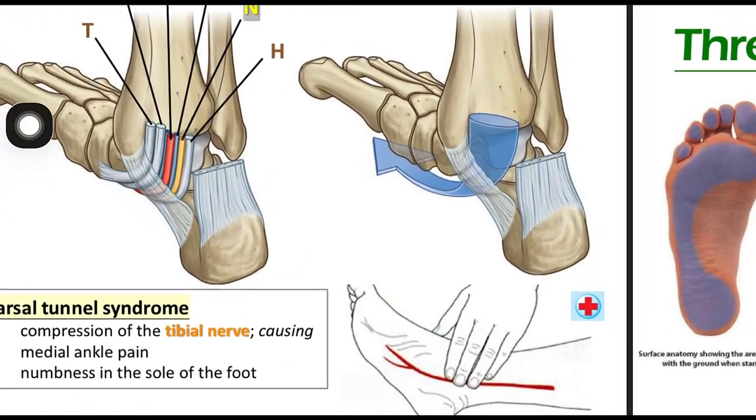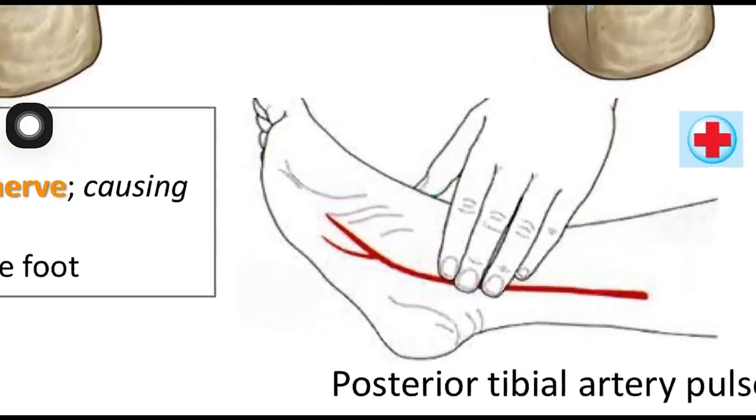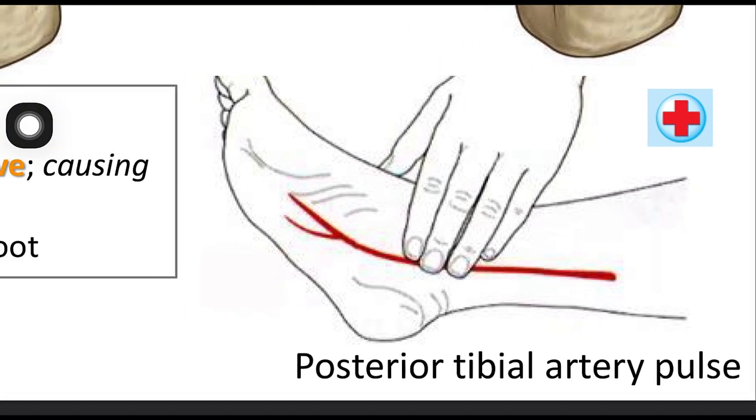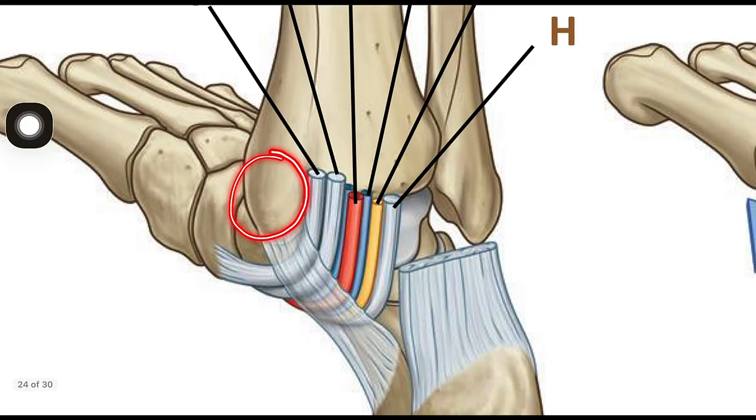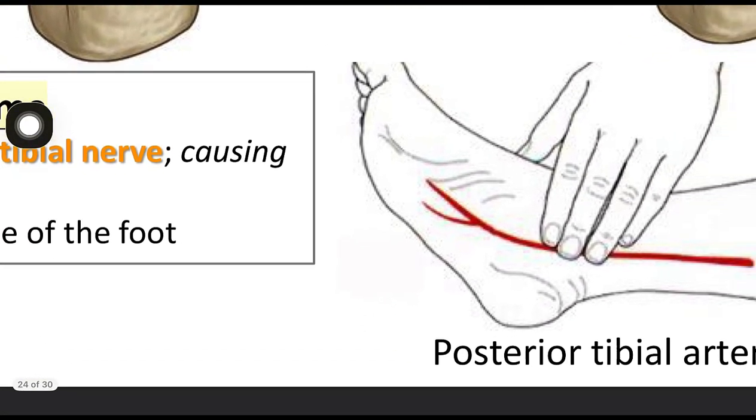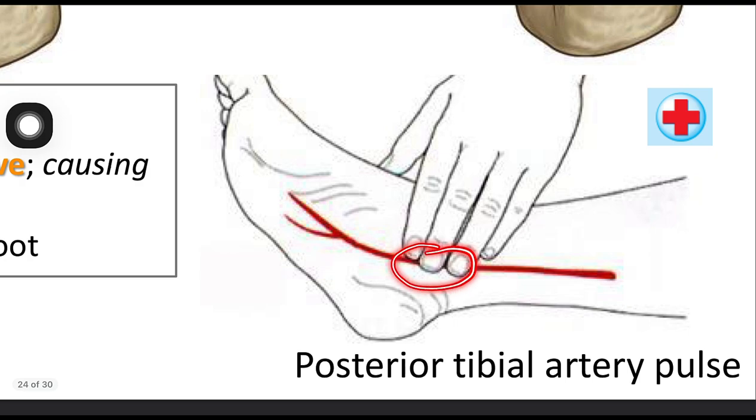And so that's why, okay, here is another one. If you want to check the pulse, right, you can make reference with the medial malleolus, and then you can feel, because every single thing is running behind the medial malleolus, okay? And then here you can feel the posterior tibial artery pulse there.